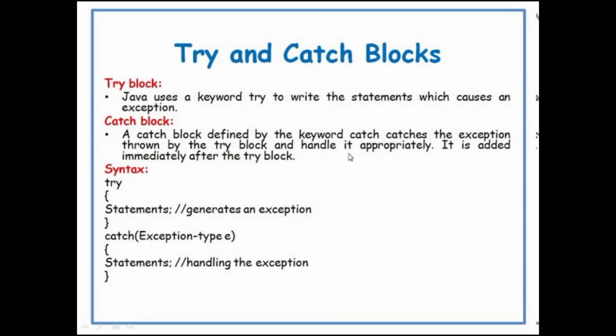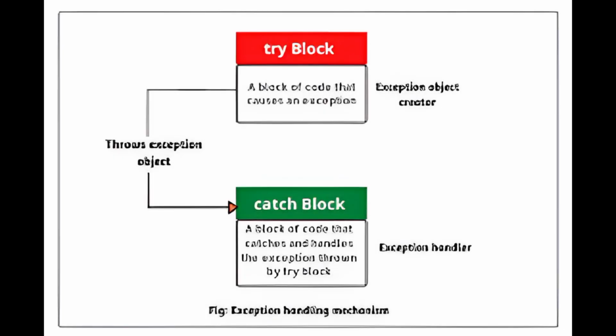Try. A try block is the block of code in which exceptions can occur. It's used to enclose the code that might throw an exception.